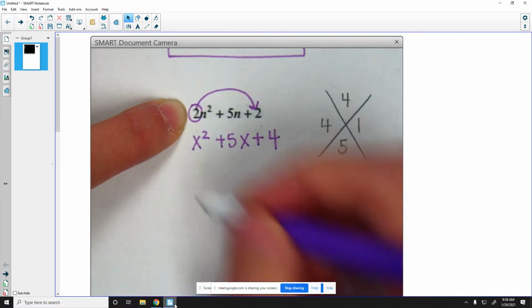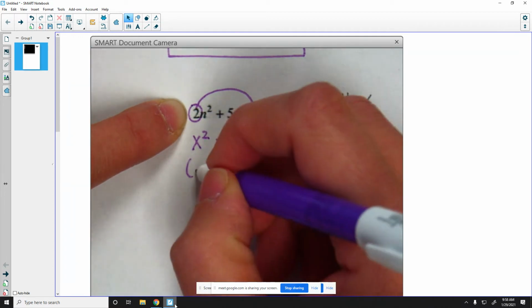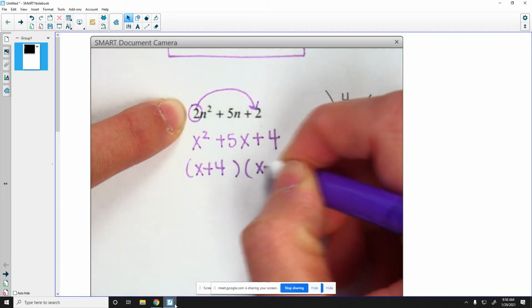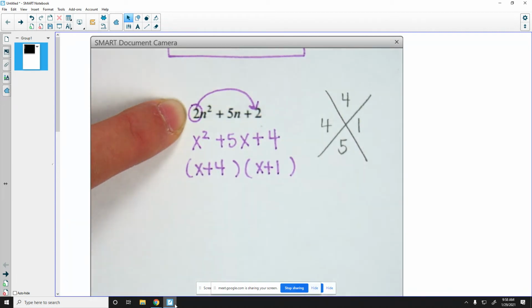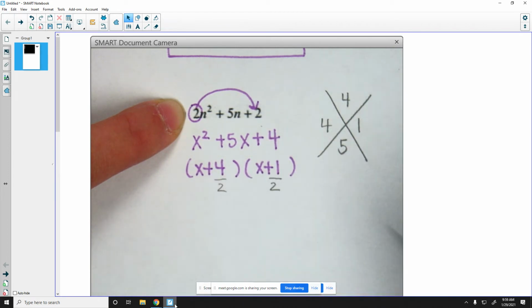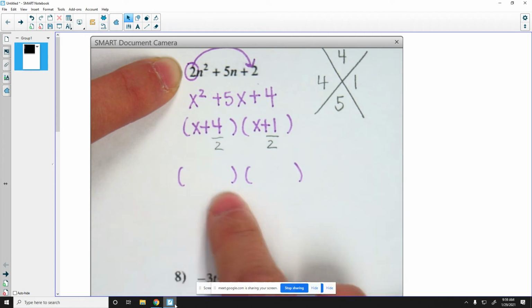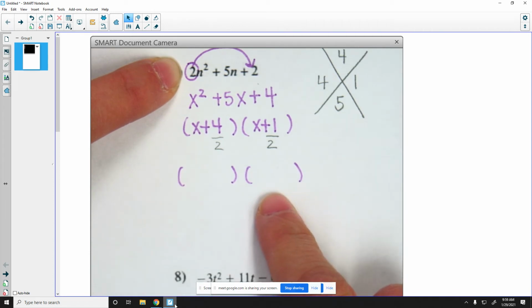So somebody other than Luke, tell me, what do I write now? X plus 4, and then parentheses X plus 1. Perfect. Okay, somebody other than Ella, what do I do now? Divide by 2. Thank you, right? Because you times it by 2, so divide by 2, divide by 2. So somebody that has not spoken online at all yet today, what is my final answer? X plus 2.